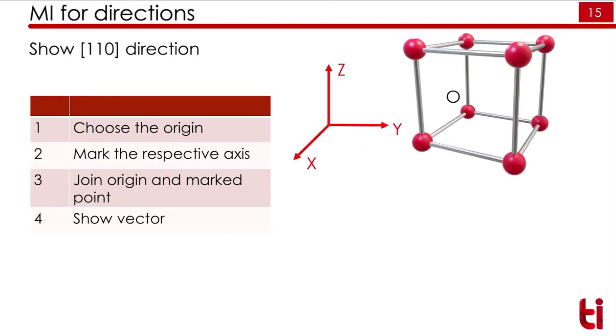So now first we'll show the [1 1 0] direction. 1 1 0 means 1 along x, 1 along y, and 0 along z. So 1 unit distance along x, I will come to this point. From this, 1 unit distance along y, I will reach this point. 0 unit distance along z, I don't have to move from here, so I join this and show an arrow.